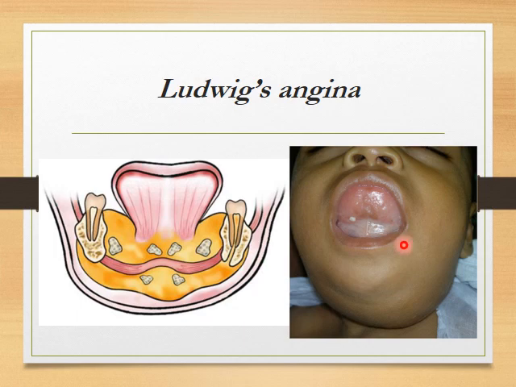Tense and tender bilateral induration of the submandibular region. When I palpate it, it will be tense and tender. The patient usually has trismus and drooling, as we said, because he doesn't have the ability to close his mouth. Difficulty in swallowing, and sometimes breathing. As we said, this swelling may affect the airways, obstruct the airways.